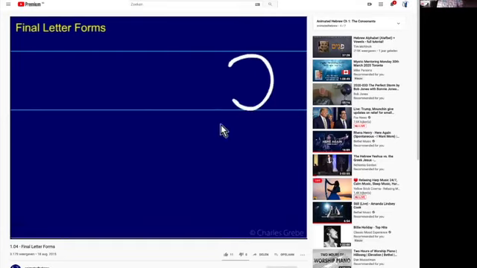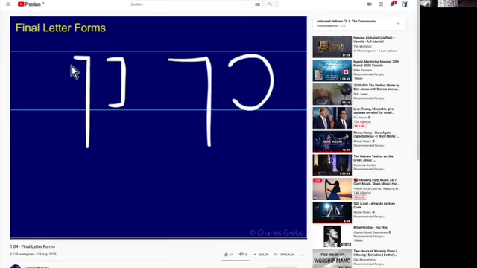Nun is the second consonant that has a final letter form, and it looks like this. So both the kaf and the nun have a final letter form with a descender that descends below the baseline. Also, they're very similar. It's just this top piece here, the top bar, that's different. So when you write them, be careful to make sure that your nun has a short bar and that the top bar for the kaf extends to distinguish them.